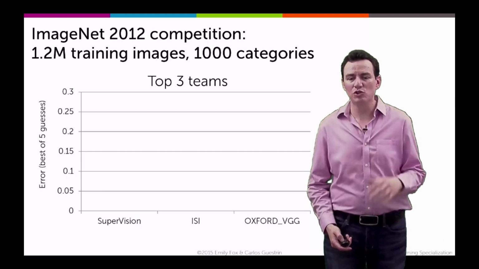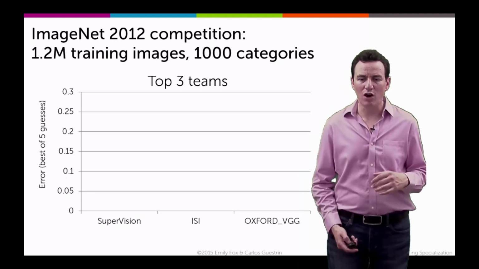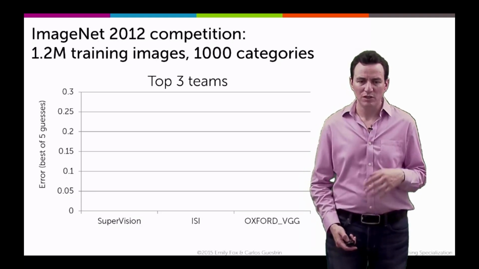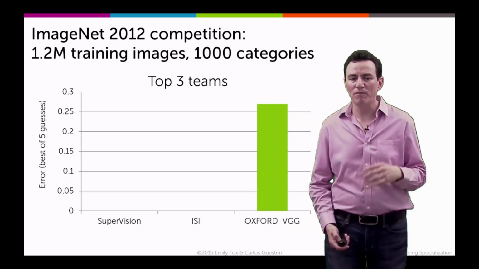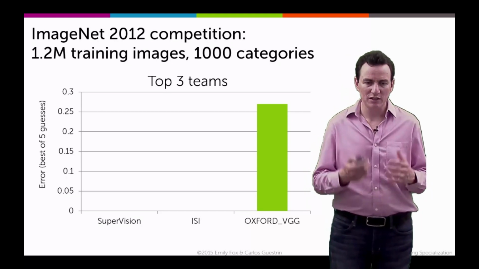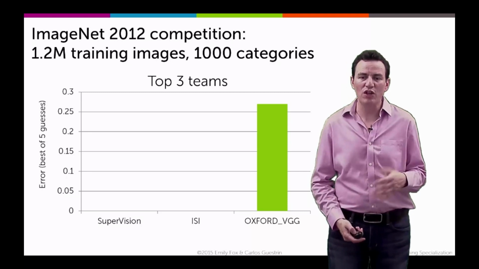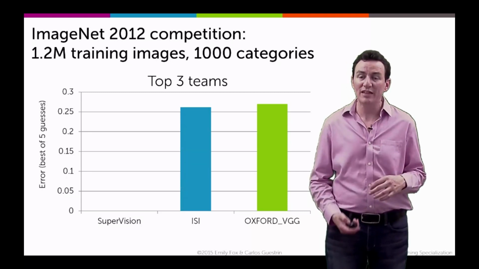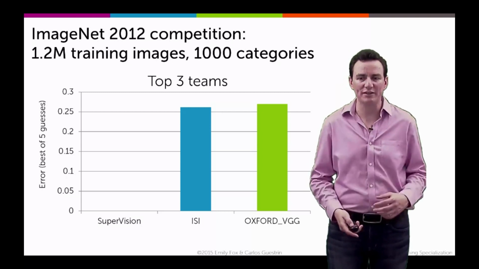Now, many teams competed. These were the top 3 teams. The team called Oxford VGG got pretty decent accuracy. So if you look at their top 5 guesses, can you get it right in 5 guesses? They were getting only about 25% error. There's a team called ISI that did a little bit better. And those are using traditional techniques like SIFT, a little bit more elaborate, kind of like that.